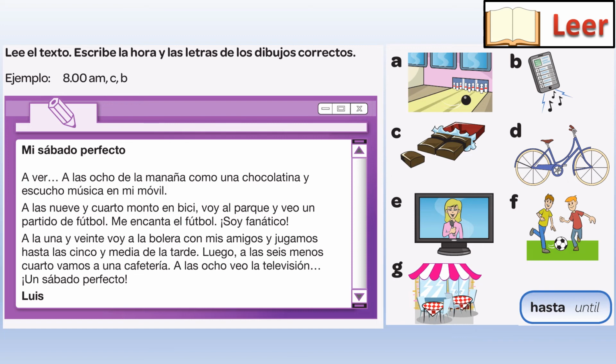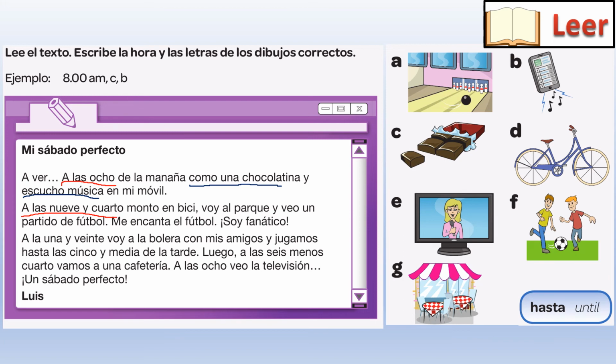Las respuestas. So, on this slide, I'm going to show you where to find the answers, and then on the next slide, I'm going to give you the answers. So, the first time we saw was a las 8 o'clock. And then the activities that Luis did at 8 o'clock was como una chocolatina, which is letra C, and escucho música, which is letra B. That was our example.